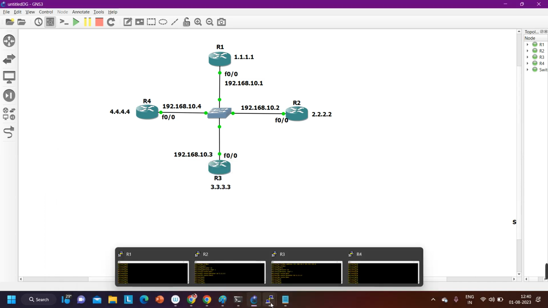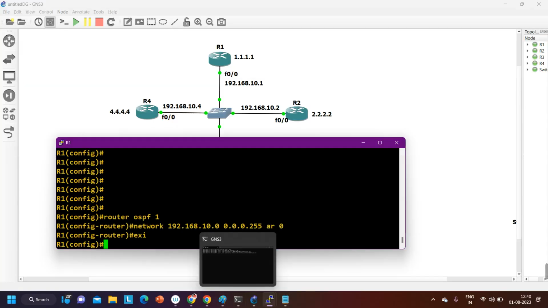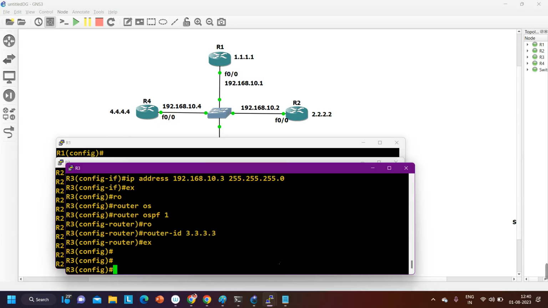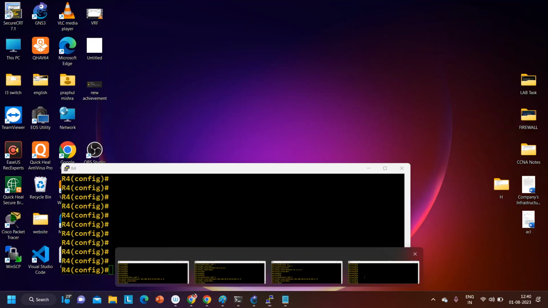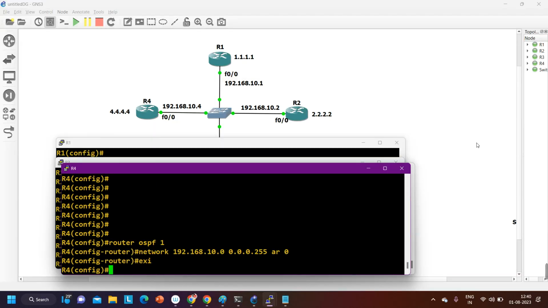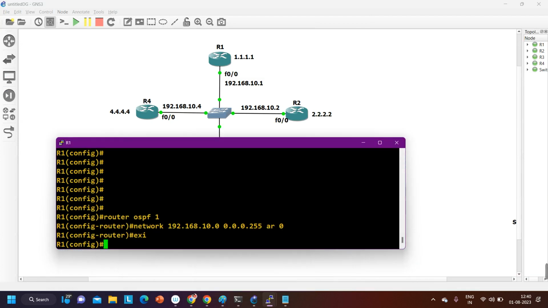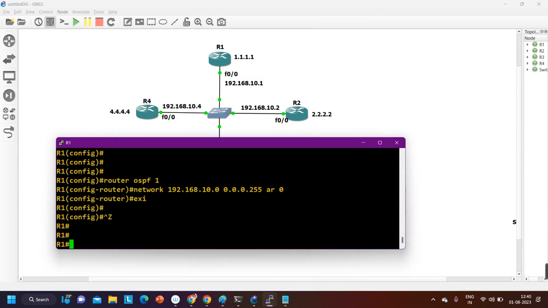First of all, I am going to paste this command on router number 1. Then on router number 2, then router number 3, then router number 4. So I have configured OSPF on all routers within 40 seconds. So one router is going to become DR. And if you see, by default priority, as I told you, by default priority is 1.